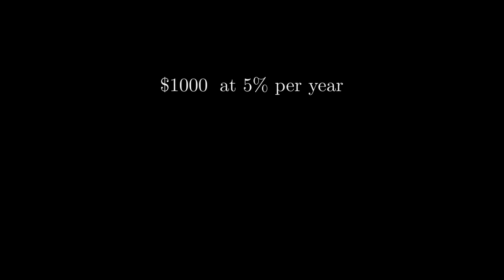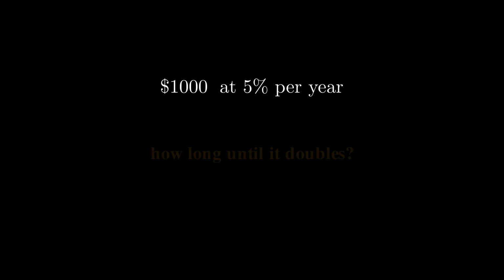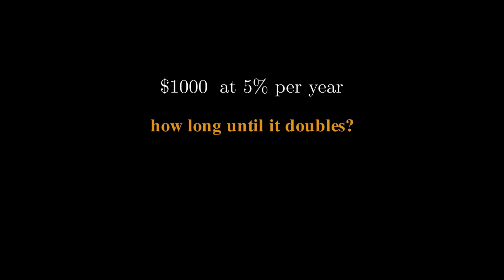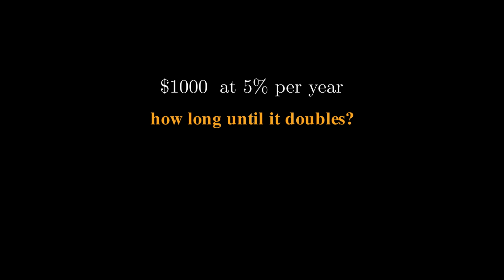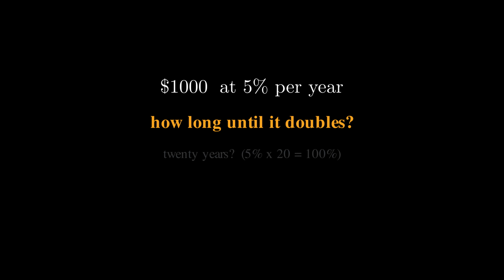A tempting answer. 5% times 20 years is 100%. So 20 years. But that's wrong. And it's wrong in your favor. It's actually about 14. The reason is compounding. Each year, you earn interest on your interest. And that snowball is the whole story of this video.